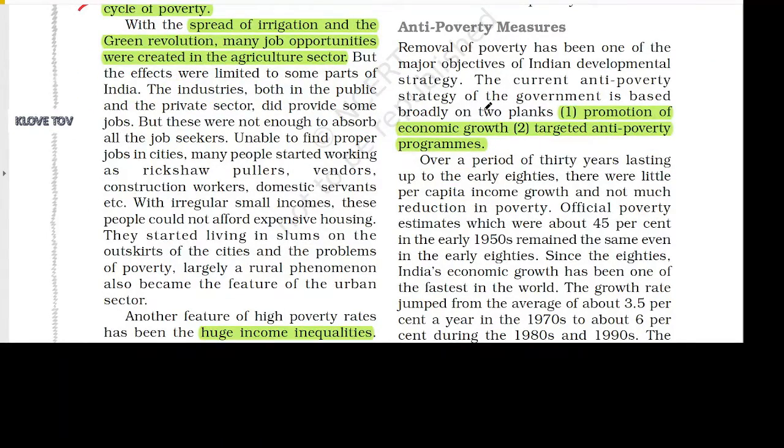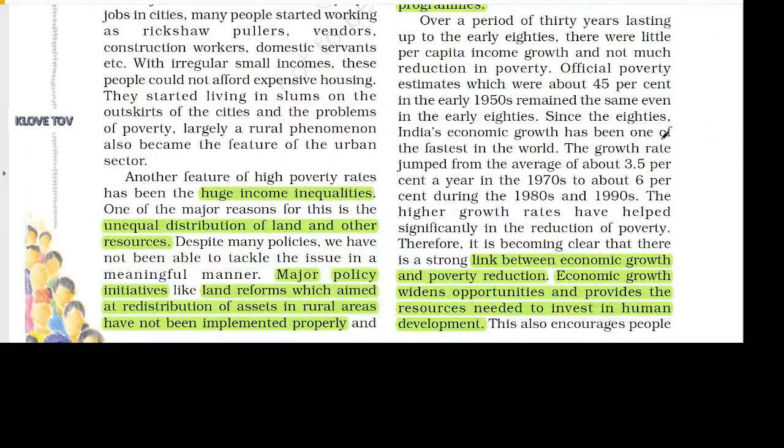Anti-poverty measures. Removal of poverty has been one of the major objectives of Indian developmental strategy. The current anti-poverty strategy of the government is based broadly on two planks: promotion of economic growth, and targeted anti-poverty programs. Over a period of 30 years, lasting up to the early 80s, there was little per capita income growth and not much reduction in poverty. Official poverty estimates, which were about 45% in the early 1950s, remained the same even in the early 80s.